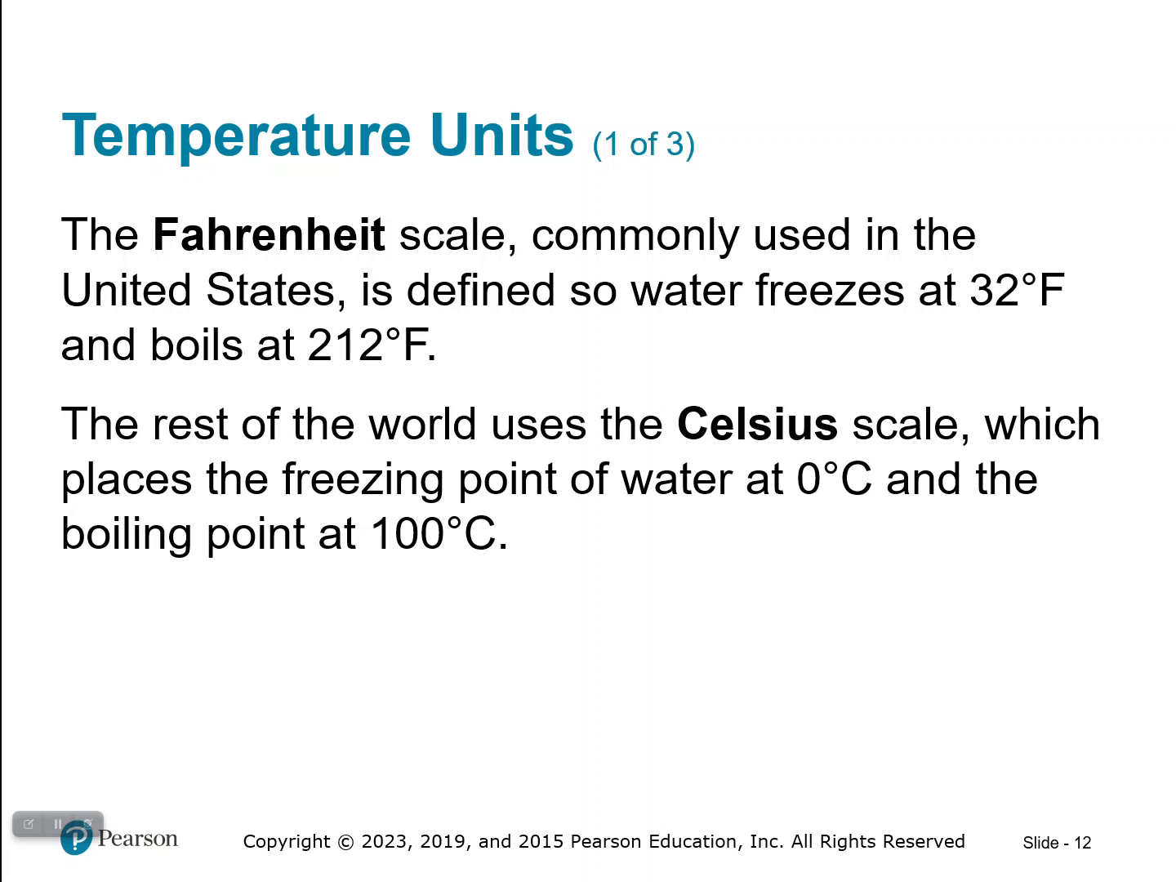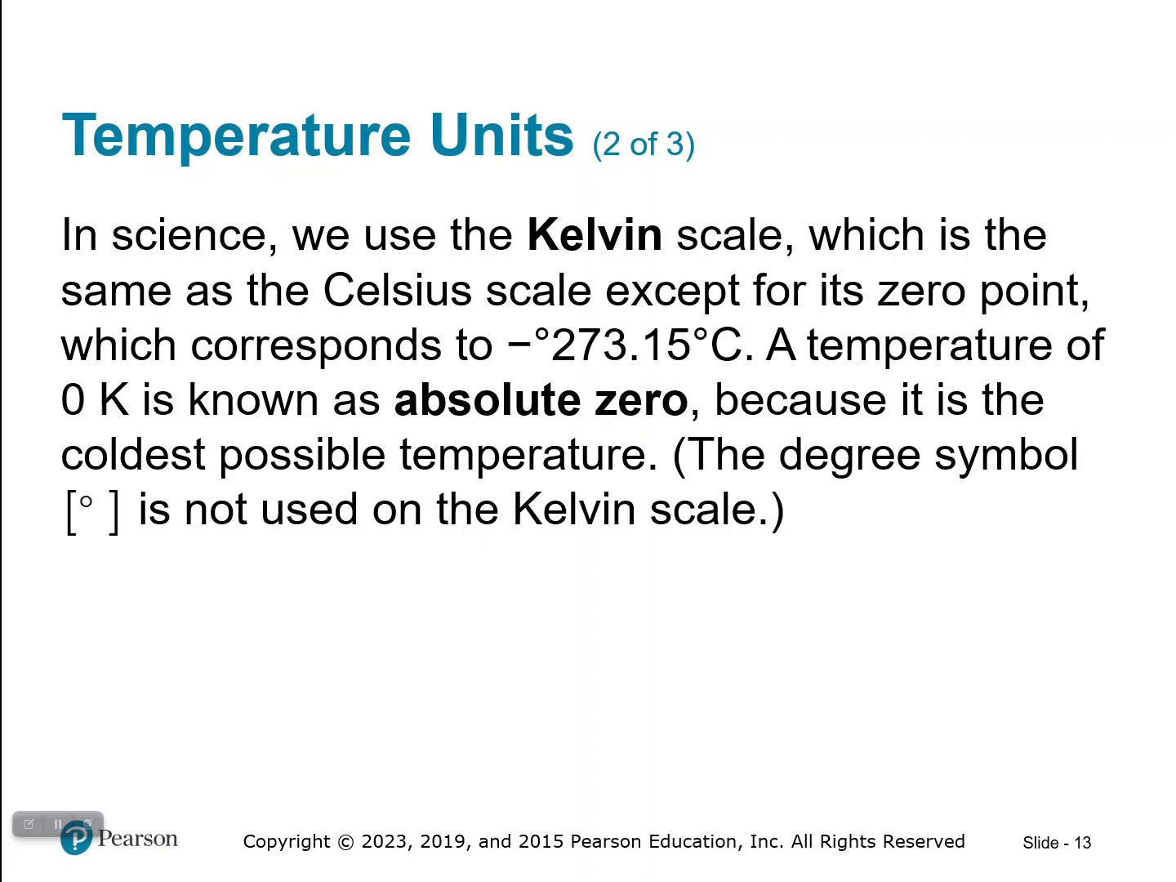Totally makes sense, right? 0 to 100, a lot like percentages. In science, however, there's a third scale, the Kelvin scale, which is the same as the Celsius scale, except for its 0 point, which corresponds to negative 273 degrees Celsius. A temperature of 0 kelvins is known as absolute zero. It's the coldest possible temperature that mankind has found to be able to be in existence.